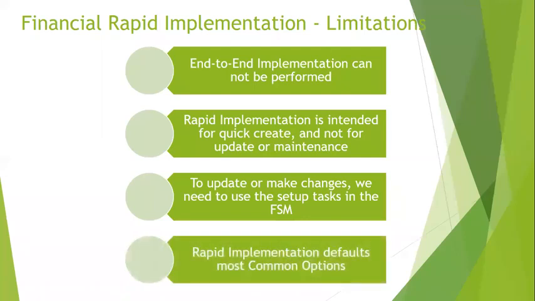The last limitation is that rapid implementation defaults the most common options. It does not default whatever options we require; it will default the most common options. If you want to override them, you have to go to the individual task and override them. These are the limitations in rapid implementation. Is that clear?